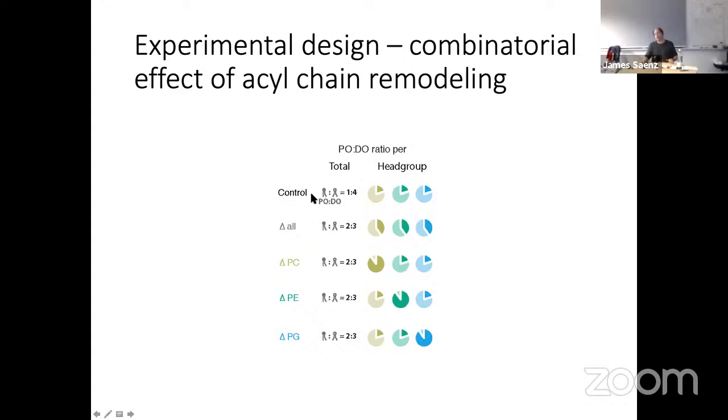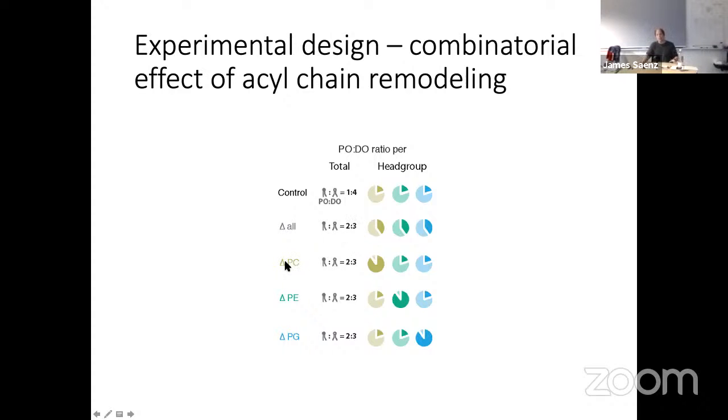So we started with a control mixture, which had a molar ratio of 1 to 4 of these 2 lipid species, for each head group the same. Then we changed the ratio of those lipid species the same in each head group, so that the final acyl chain composition was 2 to 3 of PO to DO. So we increased the number of lipids with 1 double bond, which of course should decrease fluidity. Okay, so then we get this final total acyl chain ratio of 2 to 3.